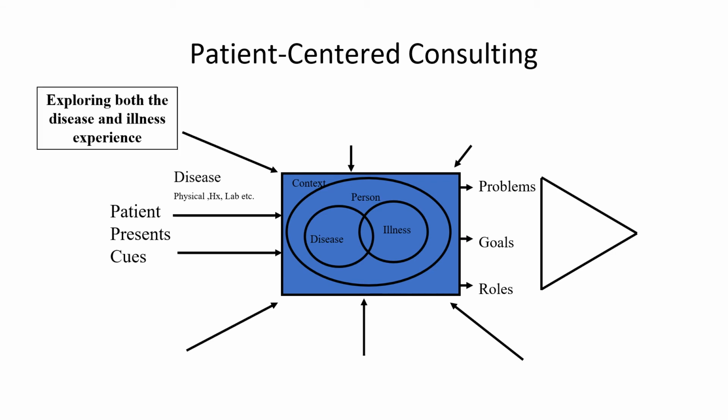So what's patient-centered consulting? There are 6 elements. The first element is we explore the disease, but we also explore the illness. So what I mean when I say we explore the disease, that is what we were talking about all the time actually. When I spoke about the chief complaint and the things you ask about the chief complaint, and then you examine the patient, all of that is surrounding the disease.